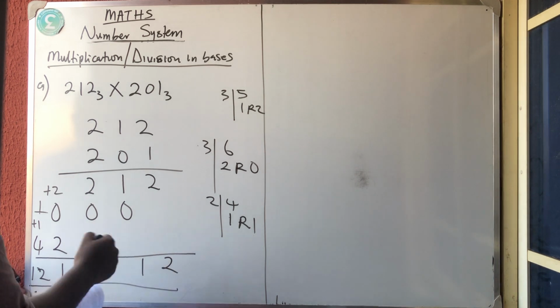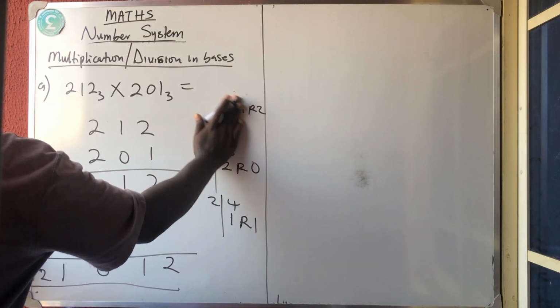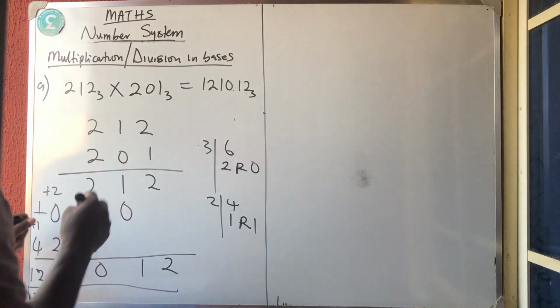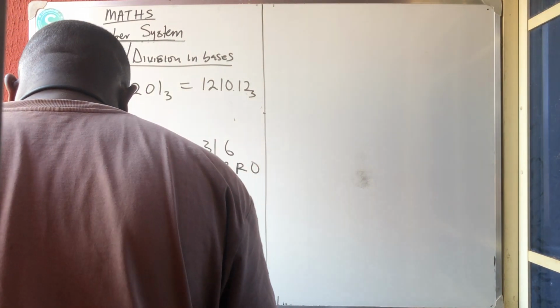So my answer becomes 121012. So my answer is now 121012 base 3. As simple as that. So let's take another question.